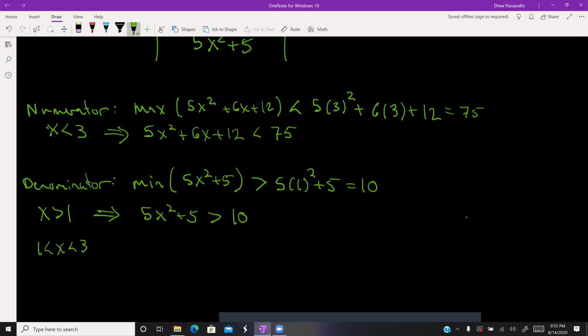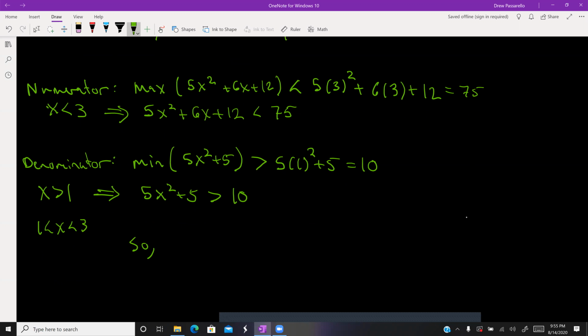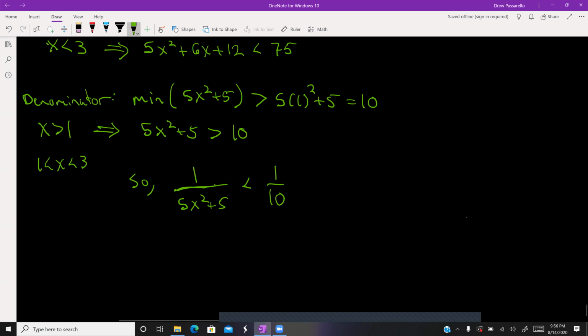So that takes care of our extremes. We could say 1 over 5x squared plus 5 is going to be less than 1 over 10, since 5x squared plus 5 is greater than 10, and that's for x bigger than 1.